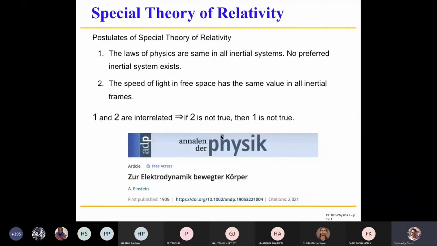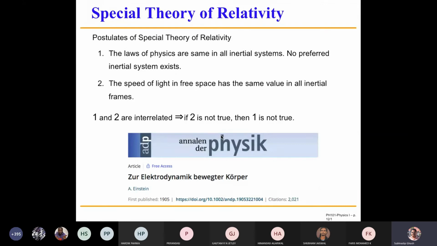The first one is nothing really new from the Galilean relativity. The laws of physics are the same in all inertial systems. So there is no preferential inertial system. In fact, after the Michelson-Morley experiment, it was very clear there is no eternal ether frame, which is godlike. There are tons and tons of inertial frames, which you can choose. All inertial frames are equivalent. The laws of physics do not change from inertial frame to inertial frame.